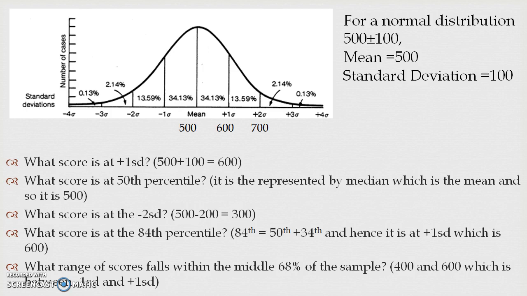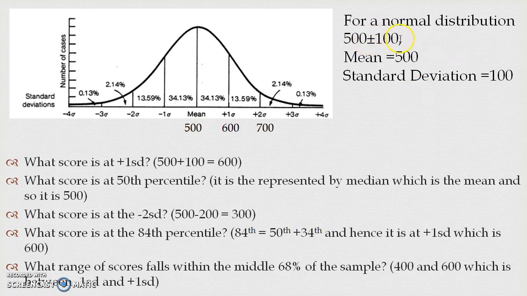If you're looking at this slide, this is a normal distribution. A normal distribution is a bell-shaped curve which has your mean, median, and mode at the same point. So this is your mean, median, and mode. I'm going to move this a little bit so that you guys can see. Your mean is 500 and your standard deviation is 100. How do I know the standard deviation is 100?